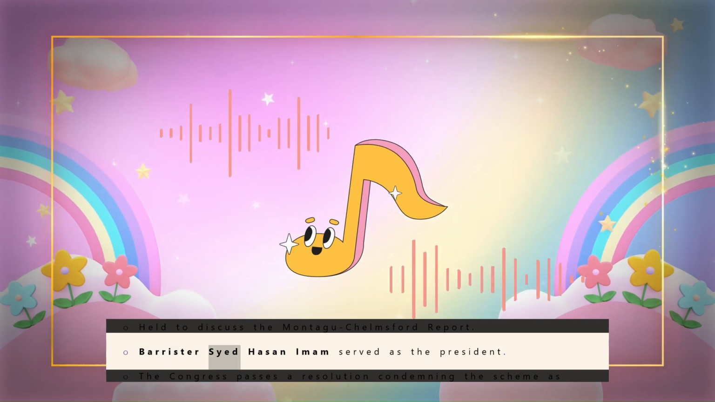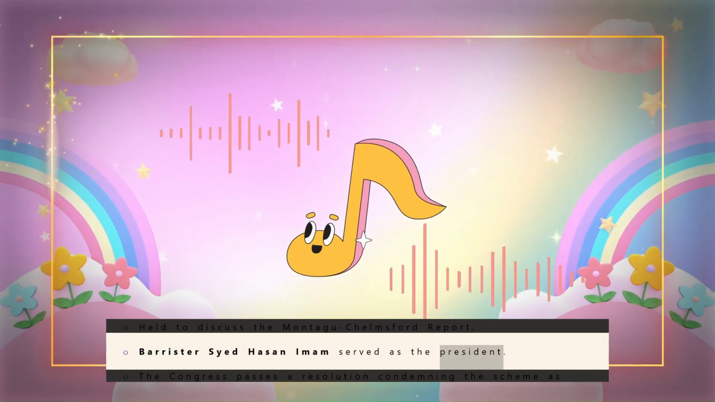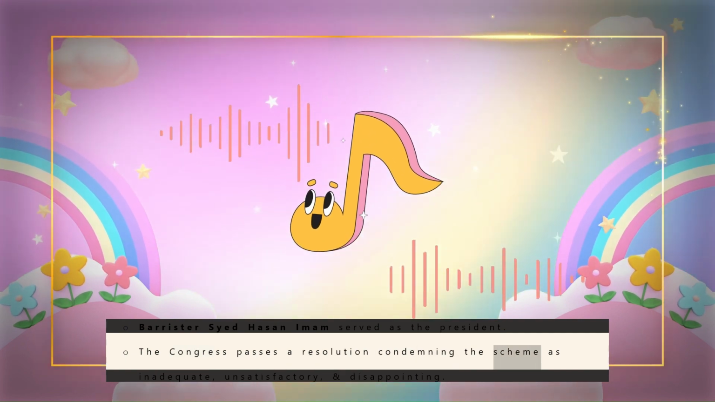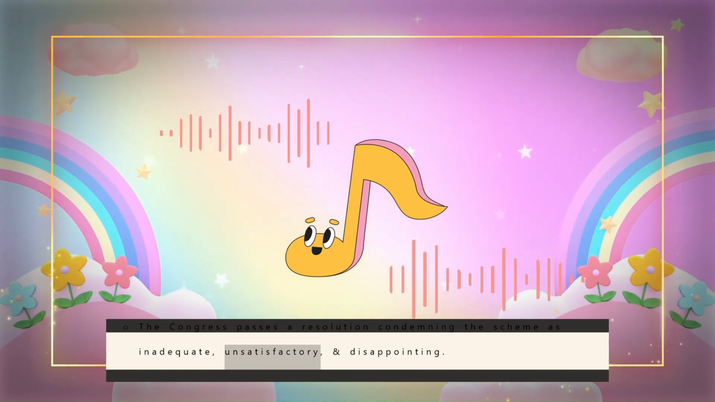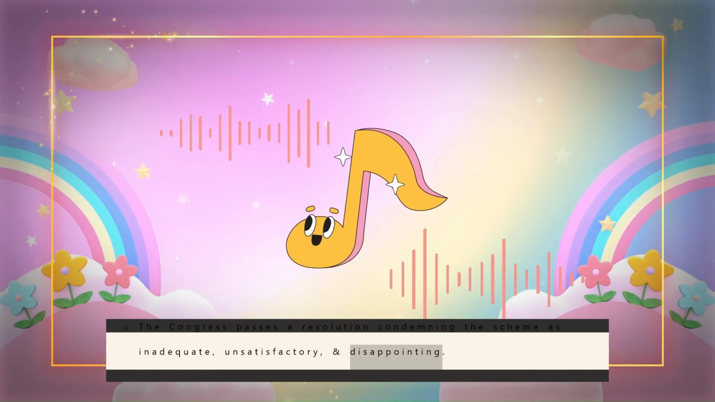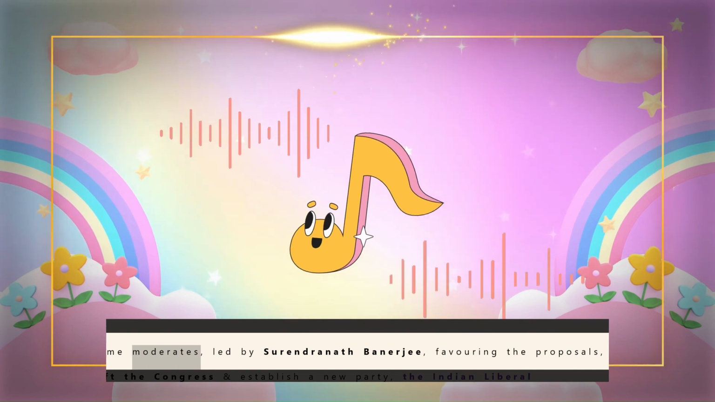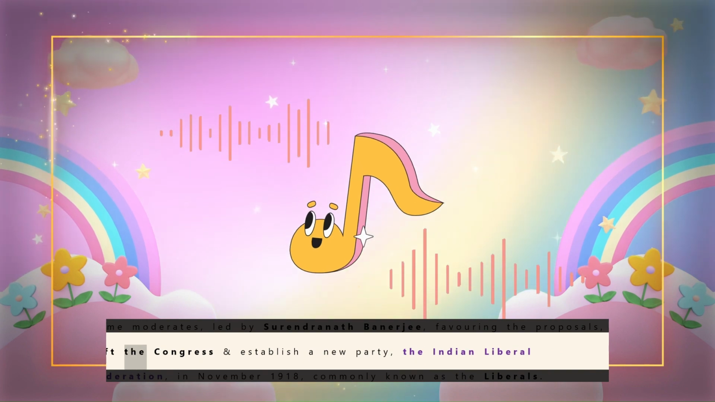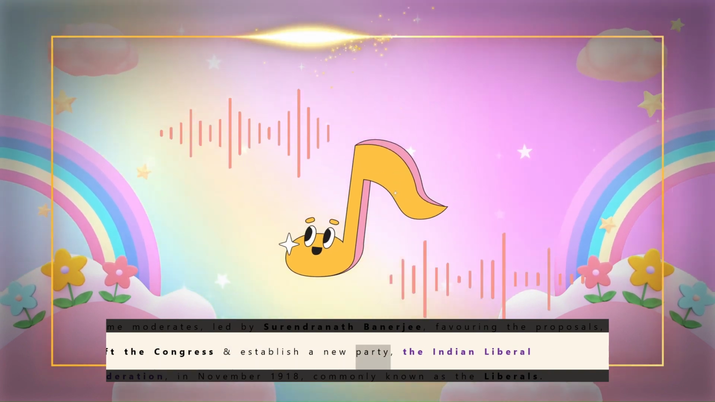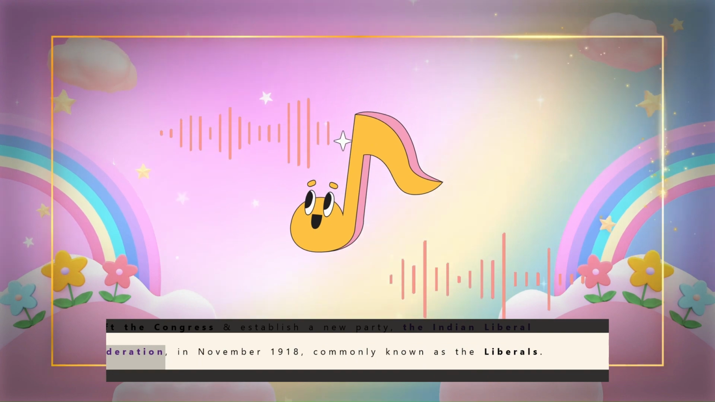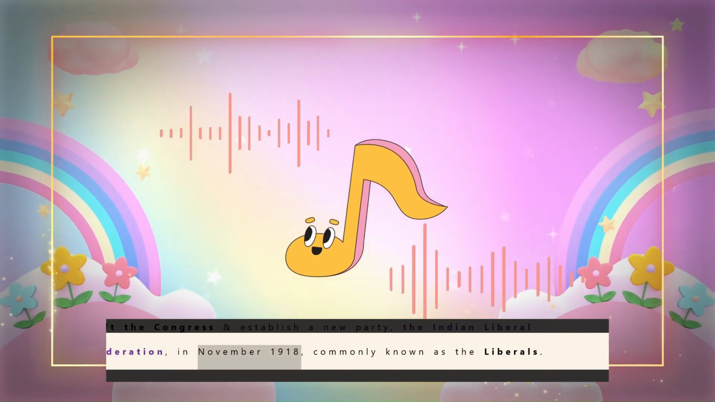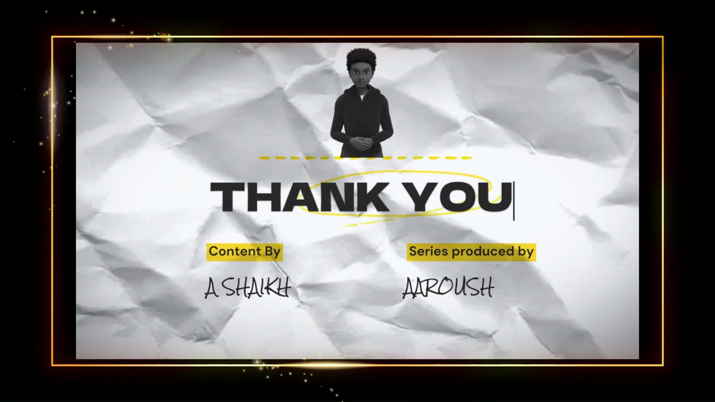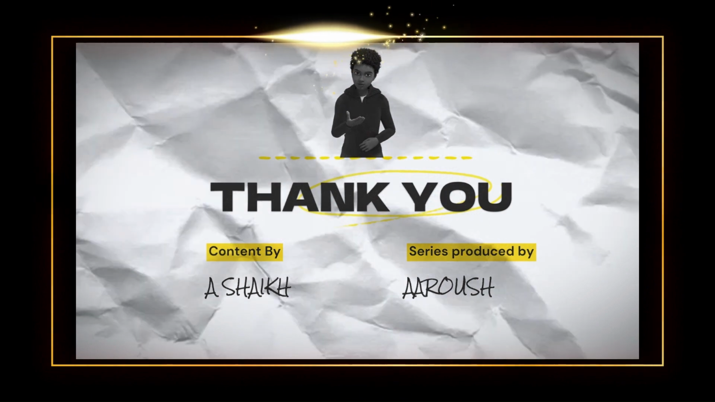August 1918 INC Special Session, held to discuss the Montagu-Chelmsford Report. Barrister Syed Hasan Imam served as the President. The Congress passed a resolution condemning the scheme as inadequate, unsatisfactory, and disappointing. Some moderates, led by Surendranath Banerjee, favoring the proposals, left the Congress and established a new party, the Indian Liberal Federation, in November 1918.